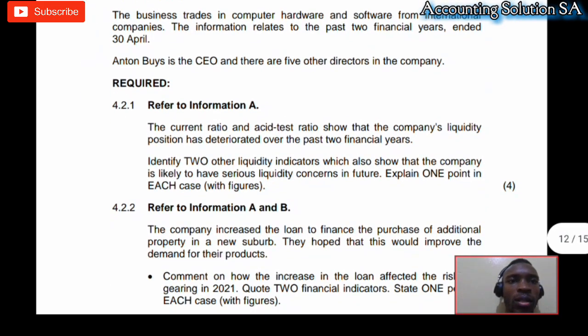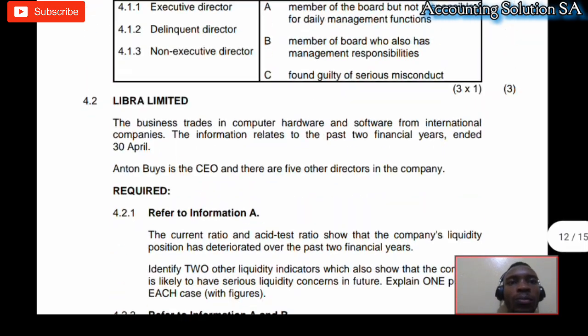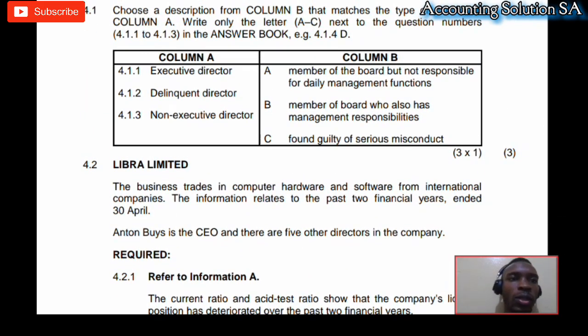Okay, then number 4.1 is a multiple choice, guys. The keywords that you have to study: go and read executive director, non-executive director, and delinquent director. Go and read the meaning of those words so that you will be able to know the explanation, because they are not going to repeat the same explanation that they did on this question paper. Go and understand them so that you will be able to answer the question.